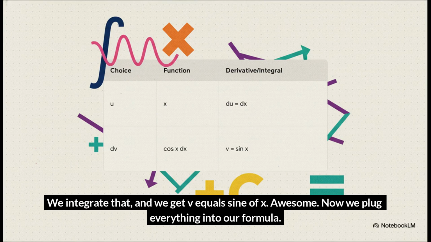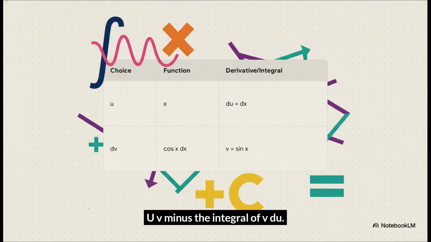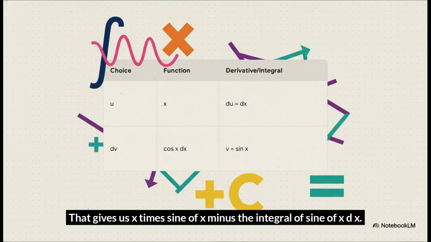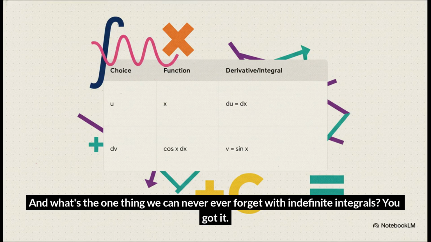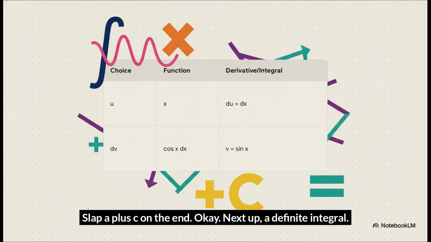Awesome. Now we plug everything into our formula: uv minus the integral of v du. That gives us x times sine of x minus the integral of sine of x dx. And what's the integral of sine? It's negative cosine. So that double negative flips to a plus. And what's the one thing we can never, ever forget with indefinite integrals? You got it. Slap a plus C on the end.